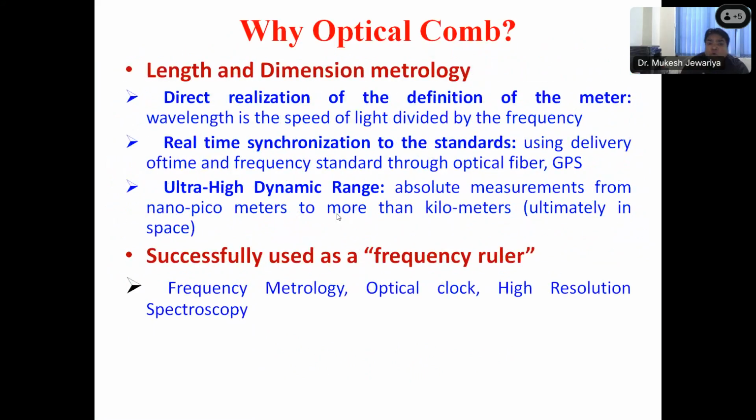Okay, so why comb? Comb because it gives the direct realization of the definition of meter. It gives the real-time synchronized meter because you have to define the frequency through the time. And in helium neon laser, you take a time signal. But here you don't need a time signal. You take a time signal through the GPS optical fiber. Optical fiber moves very fast like a coaxial cable. And it gives the high dynamic range. There you have only one wavelength. Here you have many other wavelengths. So this is successfully used as a frequency ruler. Frequency ruler means you know the exact frequency, you know C0, then you can do the L in a more precise manner.